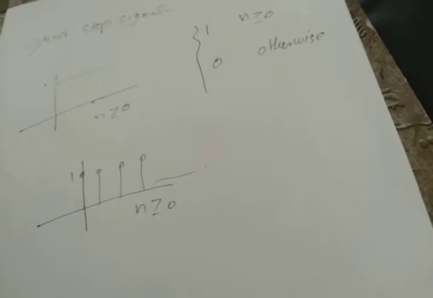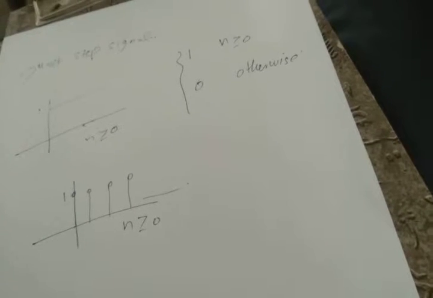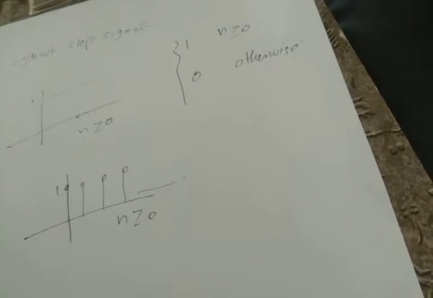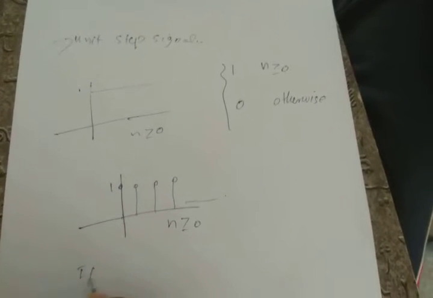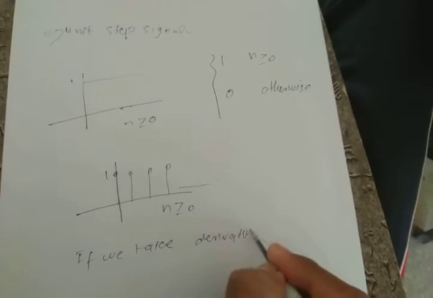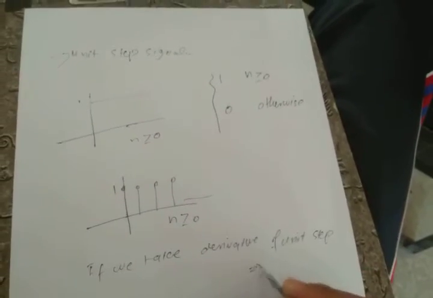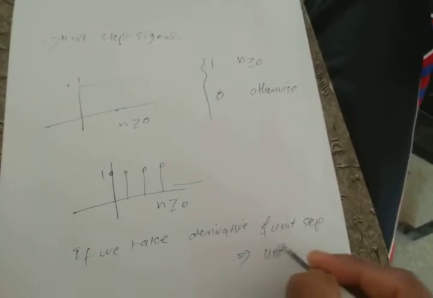I said earlier this is the unit impulse signal, but it is the unit step signal. Sorry for that. If we take the derivative of the unit step signal, then we get the unit impulse signal. And so these two are interrelated to each other. If we take the derivative of the unit step, it gives us the unit impulse signal.